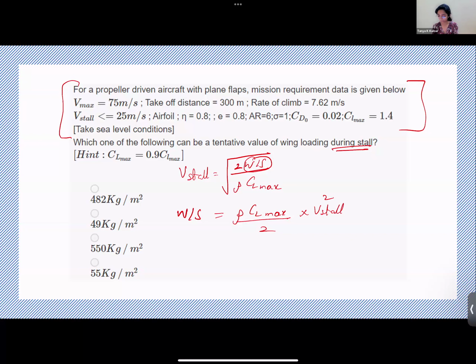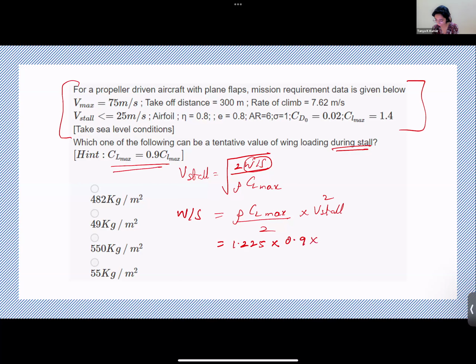Option B. Okay. Can you tell me what values you've gotten? Is anybody else getting a different answer? Okay, let's just do it. So they've asked you to take sea level conditions. So 1.225, CL max. This is what they've given to you.